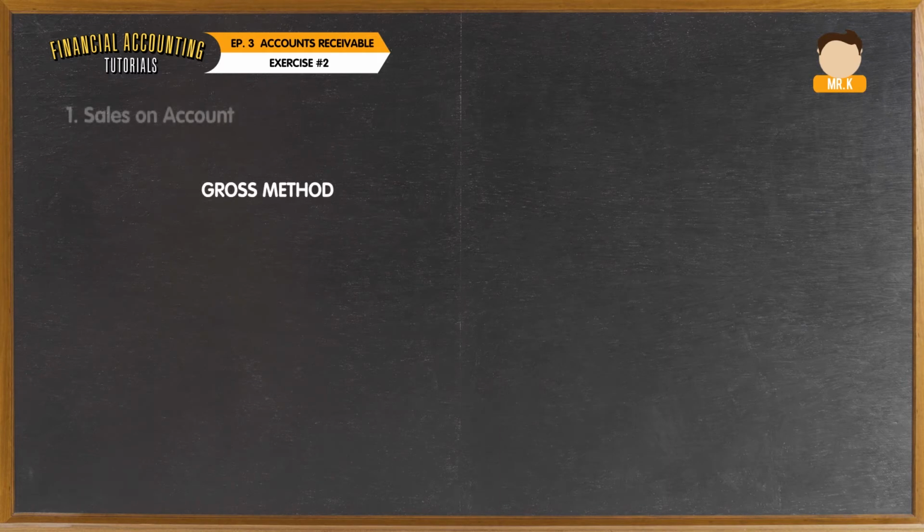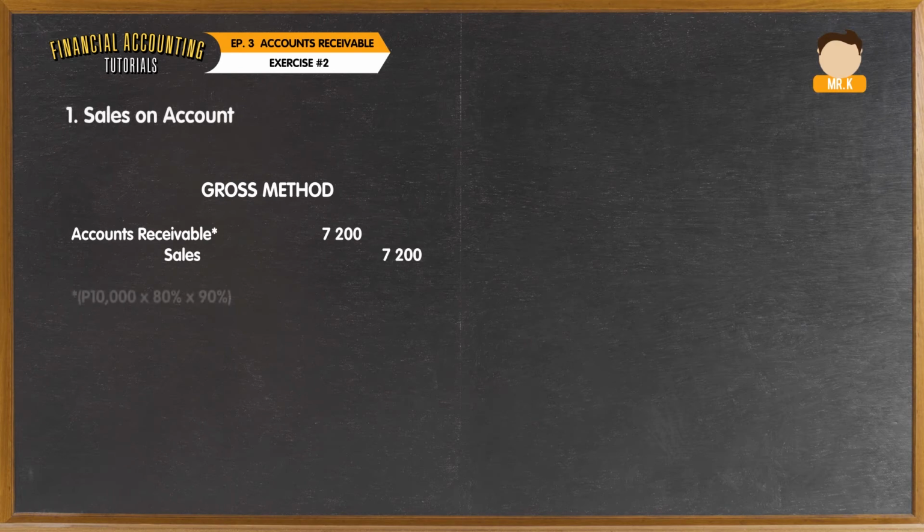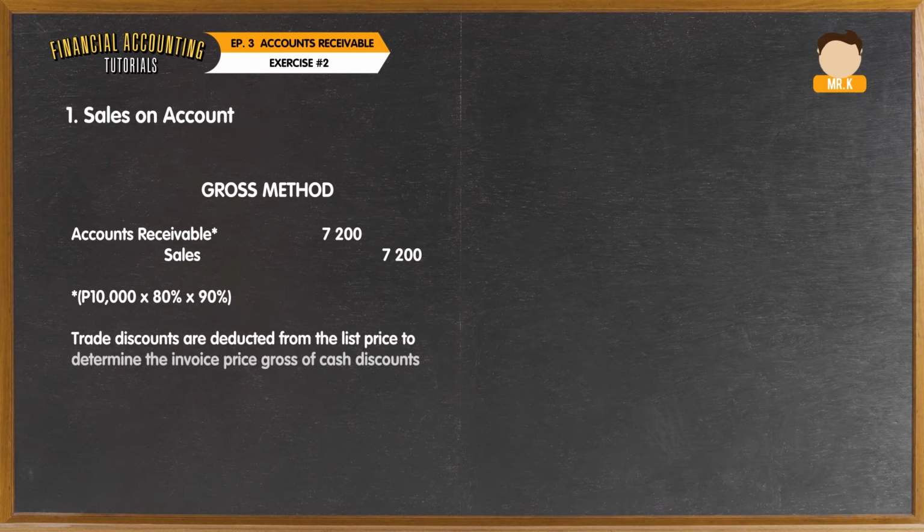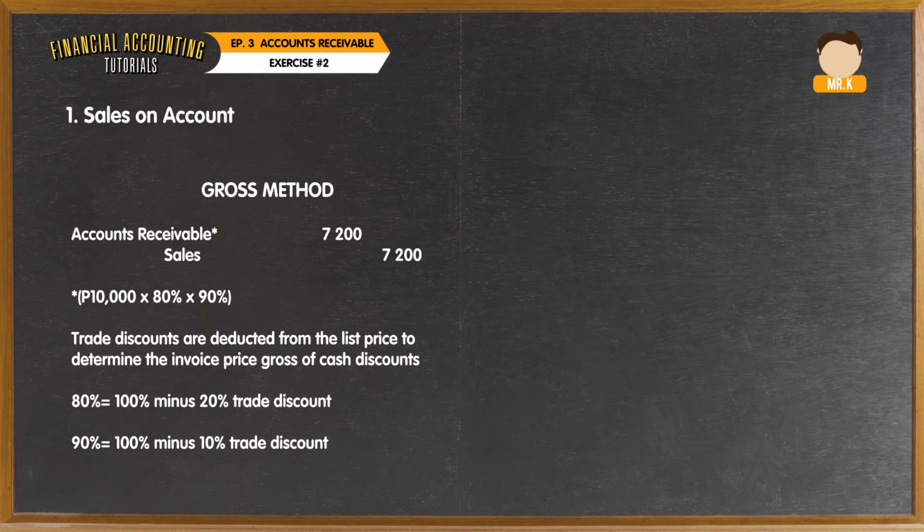For the sale on account under the gross method, there would be a debit to accounts receivable 7,200 pesos and a credit to sales 7,200 pesos as well. The trade discounts are deducted from the list price to determine the invoice price gross of cash discount.